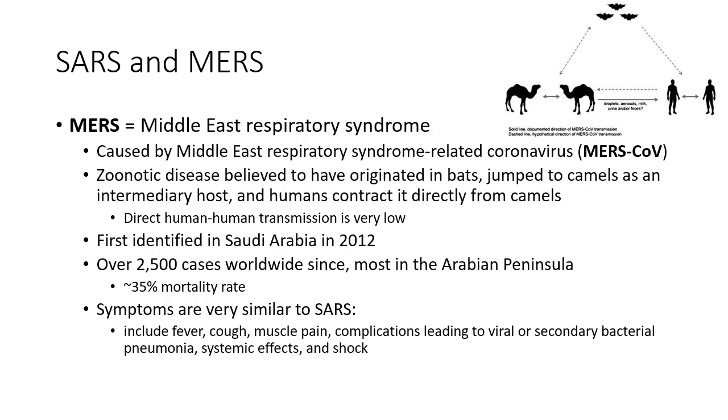And then MERS is a very similar type of coronavirus. It is the Middle East Respiratory Syndrome, and the virus itself is the Middle East Respiratory Syndrome-related coronavirus, which is definitely a mouthful. This was first identified in 2012. There were over 2,500 cases worldwide, mostly in the Arabian Peninsula, and this had a case fatality rate of 35%. So imagine if 1 out of 3 people who contracted COVID-19 died from it.